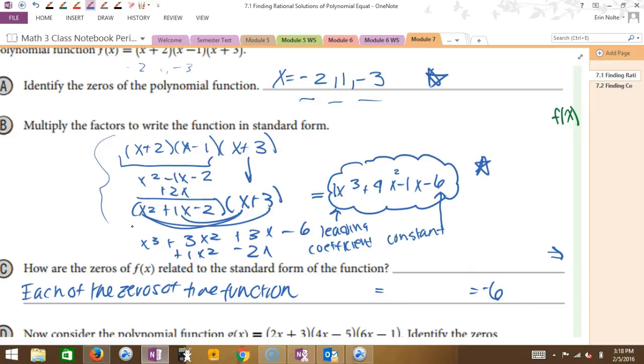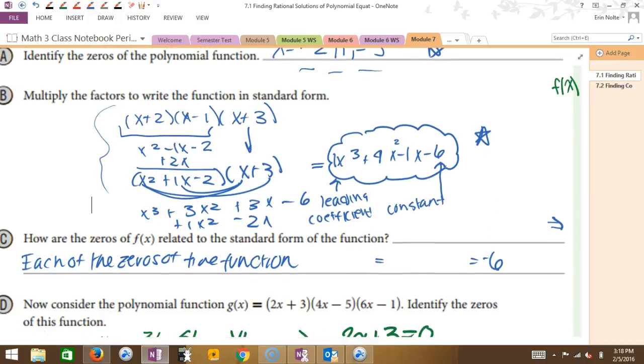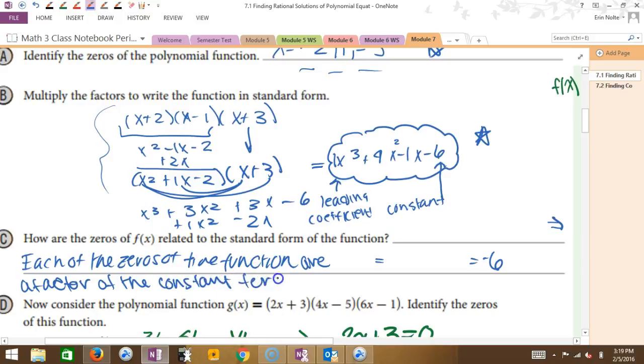So we're just looking at the fact that they are factors of 6, okay? Can those of you who are talking please sit forward? Okay, so each of the zeros of the function are a factor of the constant term in standard form. So this is a good thing for your notes.